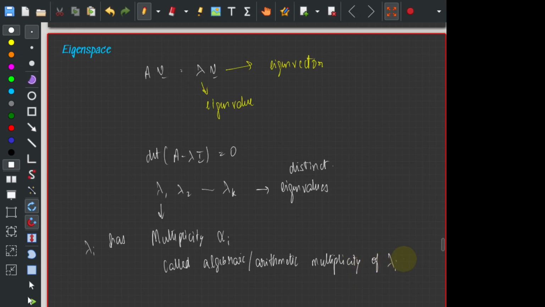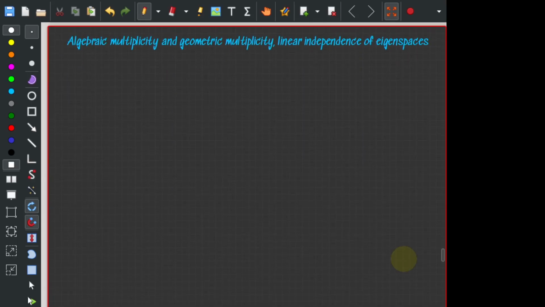Okay, so let's just keep this object in mind. The number of times lambda I repeats as a root is called the arithmetic or the algebraic multiplicity. Now let's look at the set of all eigenvectors corresponding to an eigenvalue. I'll define Vi as the set of all vectors V such that A times V equals lambda I times V.